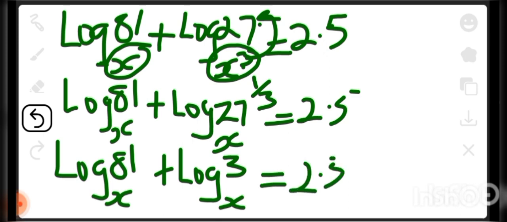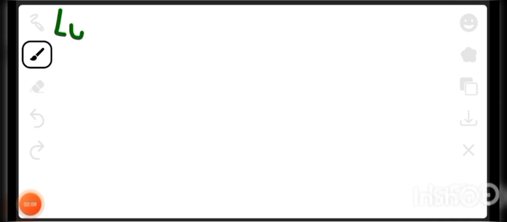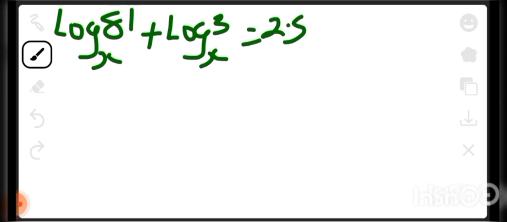Then the next thing we are going to do now will be, let's clear the board now. Then simplify this using the rules of logarithm. So we have log 81 to base x plus log 3 to base x is equal to 2.5.